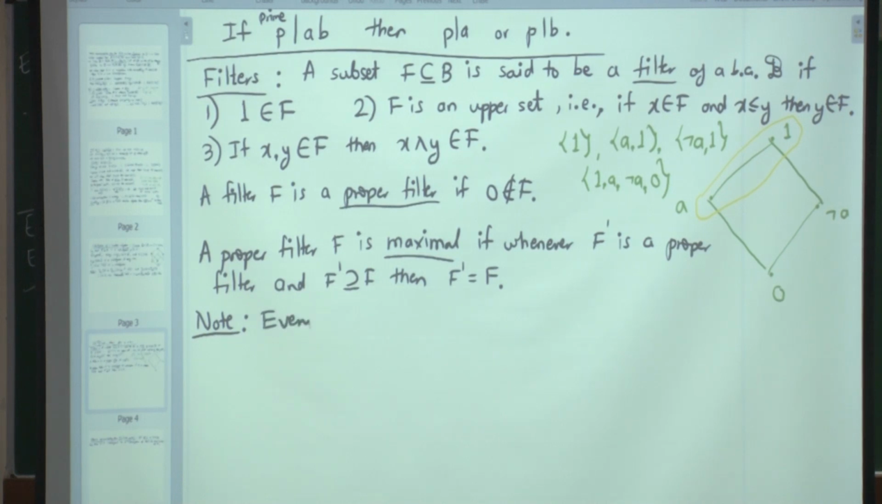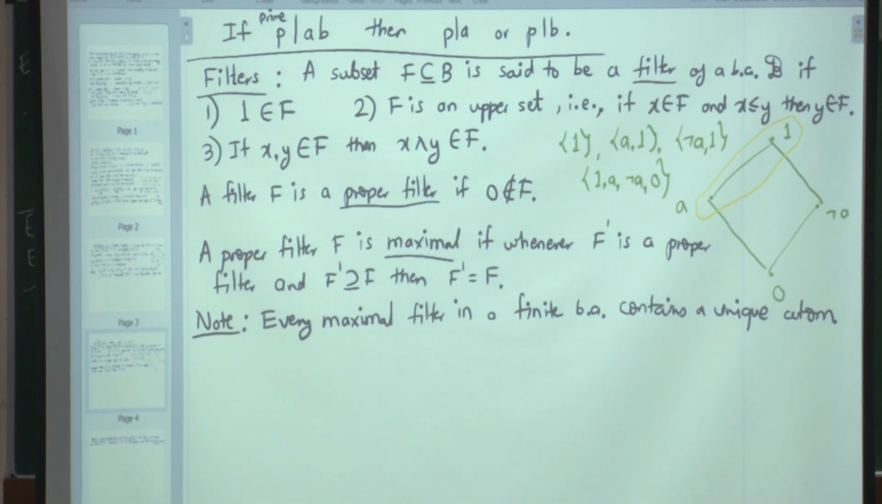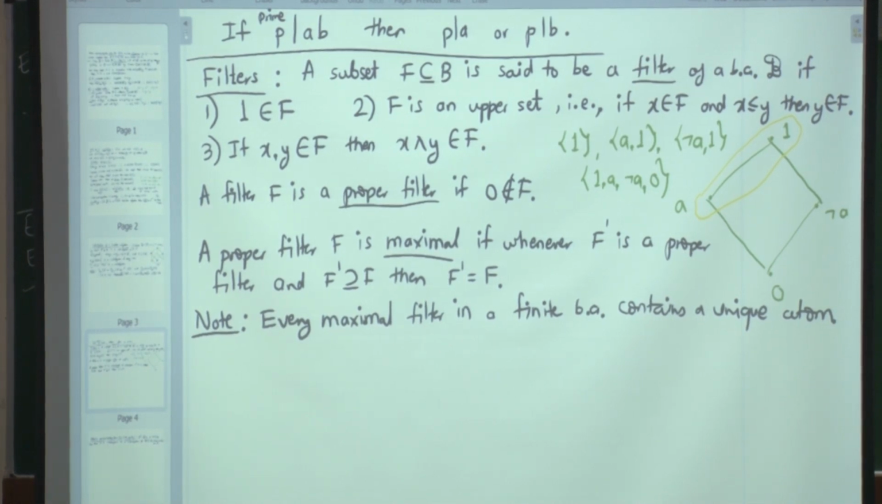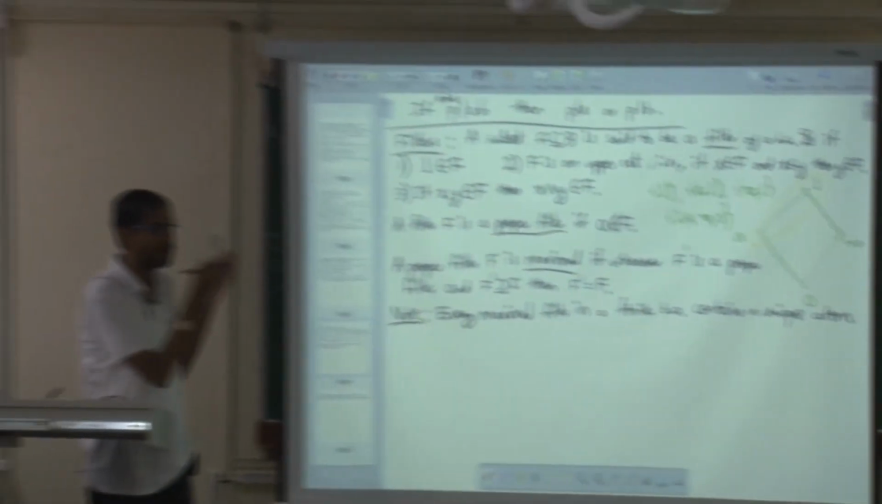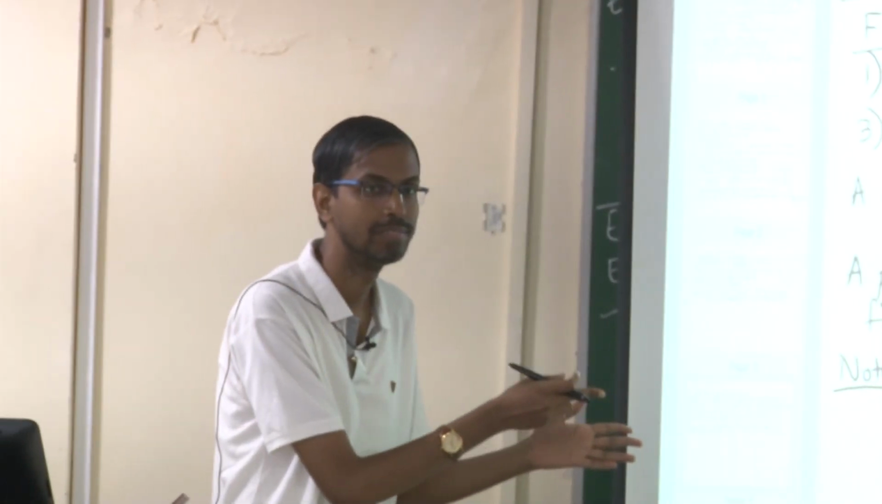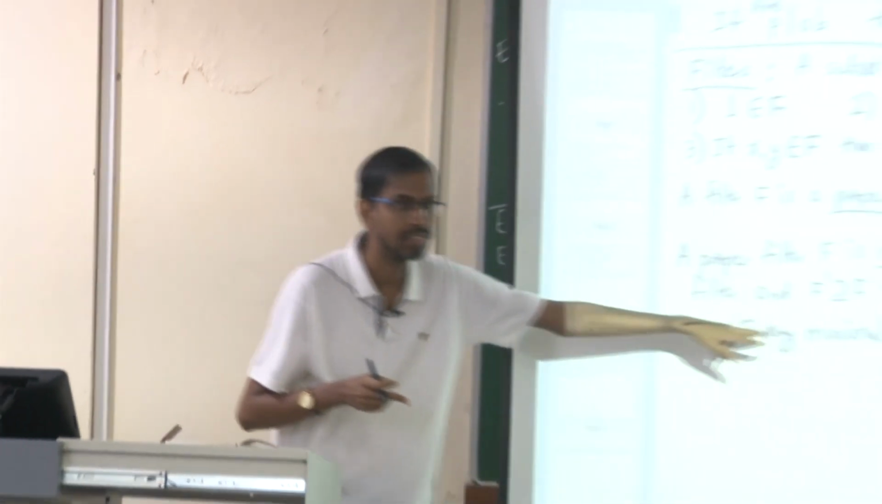Every maximal filter in a finite Boolean algebra contains a unique atom. So basically the set of atoms of a finite Boolean algebra is in one-to-one correspondence with the set of maximal filters. Yeah, that's what this note says.